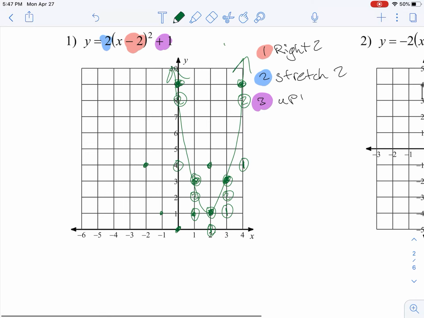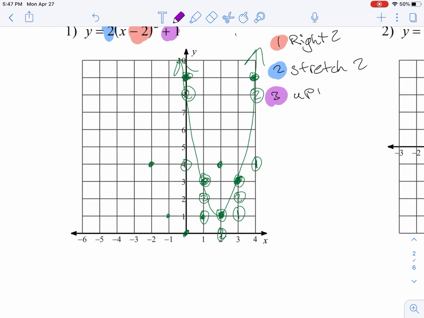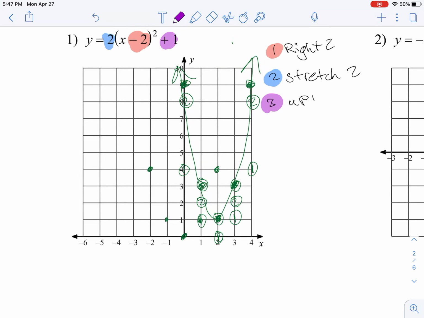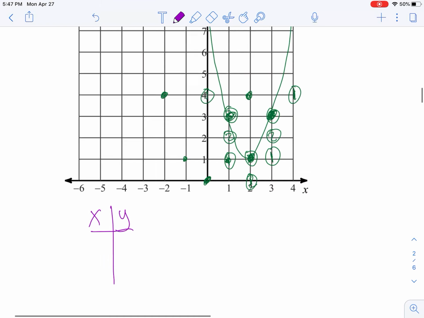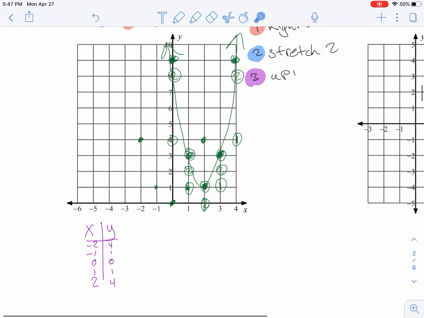I personally really like the table. Instead, I'm going to do the table in purple. If I had a parent table of x and y, I'm using my 5 favorite numbers, -2, -1, 0, 1, and 2. And if I square each of these, I end up getting 4, 1, 0, 1, and 4. And these are the same as the parent points that we started with. This is just a table version of it.